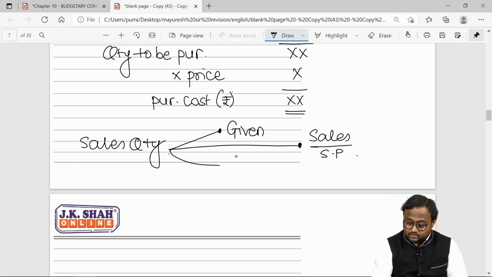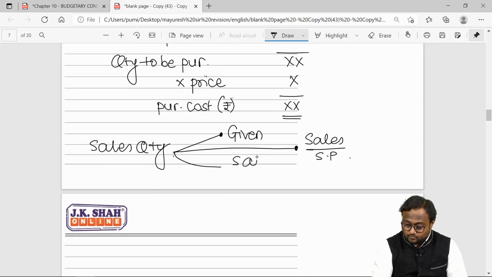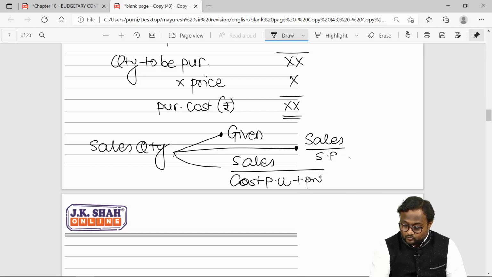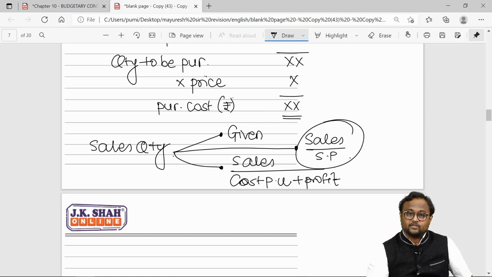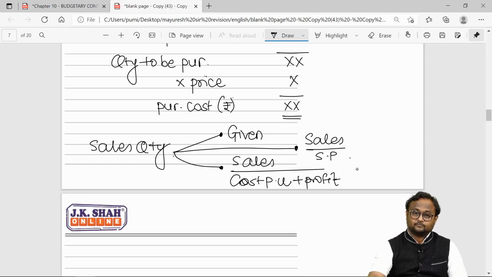And sometimes they'll give you sales value and they'll give you the cost structure. So somehow you find out profit cost per unit, add profit to that, and done. Because if you have a cost structure, if you prepare a cost sheet for 1 unit, you will get total cost per unit, add profit, you will get selling price per unit. Once you get selling price per unit, you will find yourself in the second situation, and you can use it as a base.